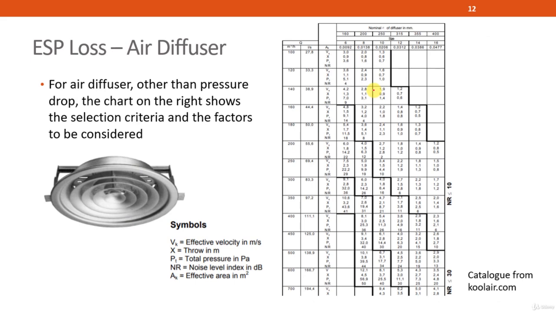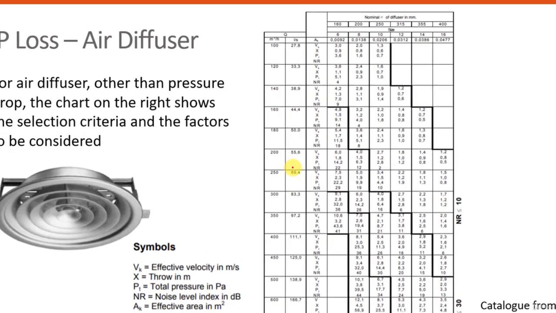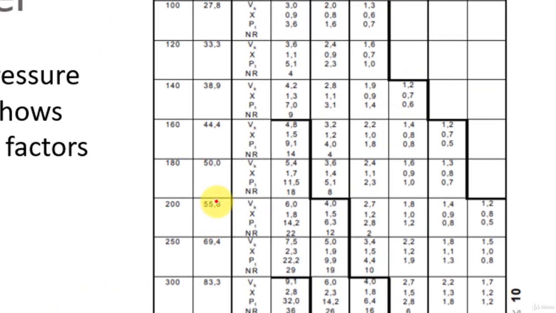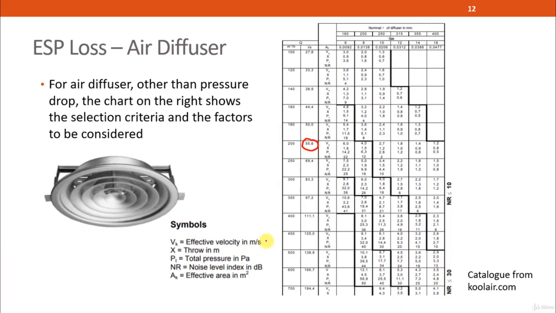And for air diffuser, which is the very last part, there will also be some pressure losses. As for the diffuser, we are not so concerned about the air velocity. Usually we size the diffuser based on the airflow rate. So for example, we know that 55 liter per second of air will pass through this particular diffuser, and from there you will be able to find out the velocity. The symbol is over here. You can find the velocity that comes out.